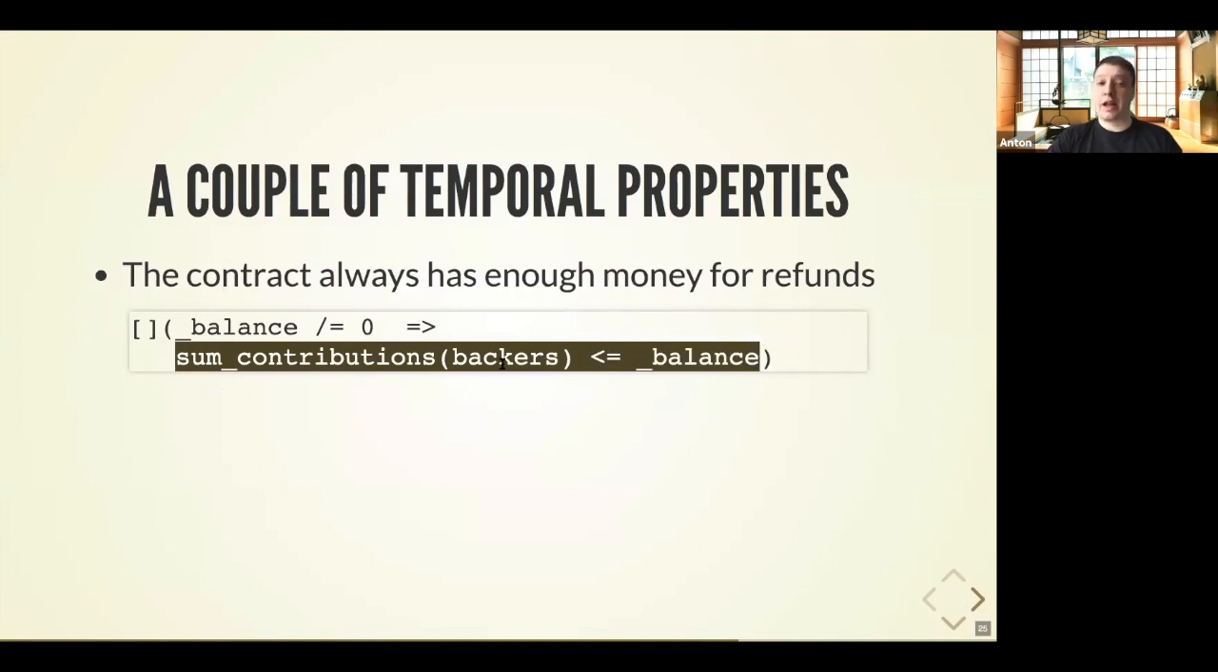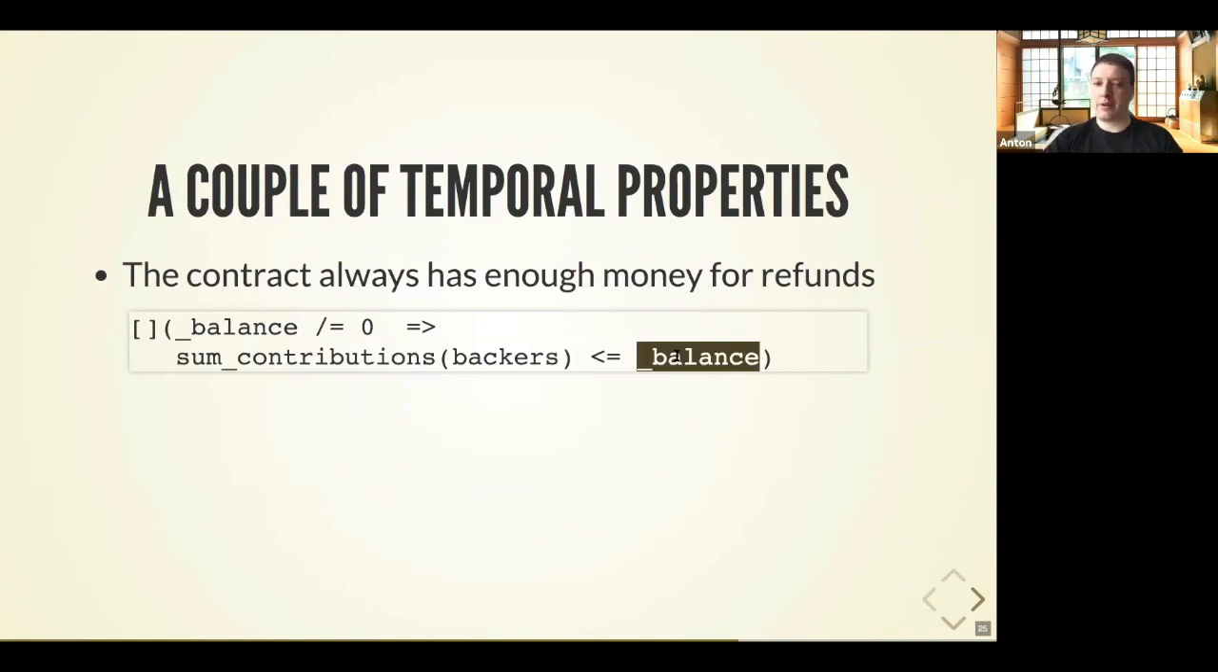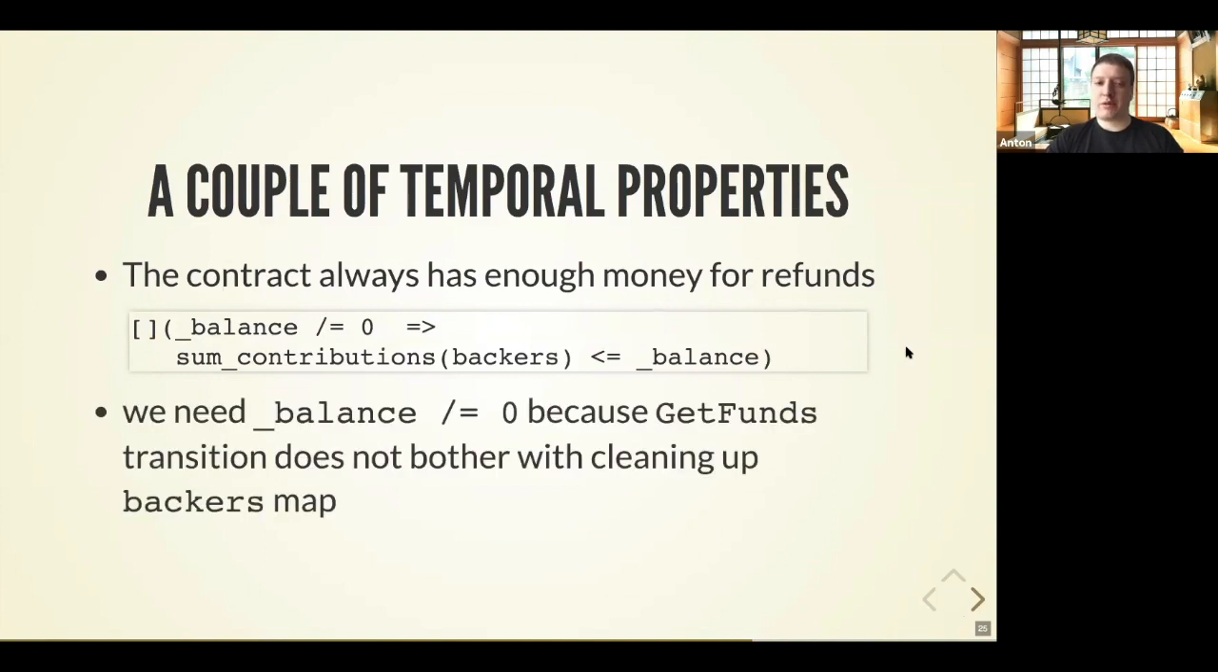We are saying that, okay, let's say we have all our backers, we get the sum of all the contributions for all the backers, and that sum should be less than or equal to the balance, right? So we always have enough money, more than enough, to actually refund everybody. And what makes this property temporal, related to time, is this box. So this says always, at any point in execution, this is true. And here's the comment I already made.